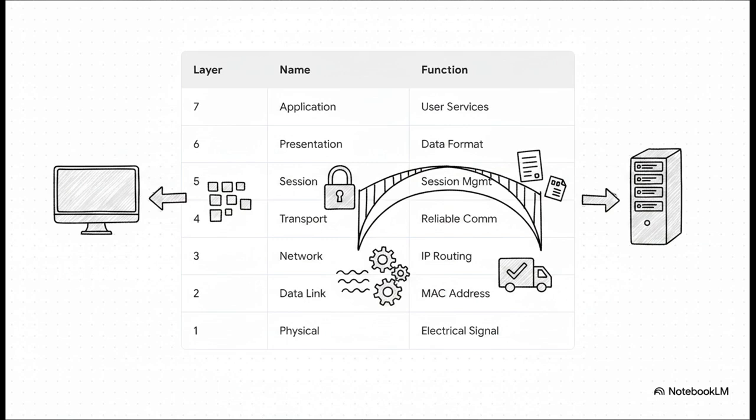Layer 5 is the bridge. It organizes the communication. It's incredibly important to realize that Layer 6 above it and Layer 4 below it rely entirely on Layer 5 to keep their processes organized. Without Layer 5 keeping the conversation glued together, the data formatting just fails, and the delivery has zero context.